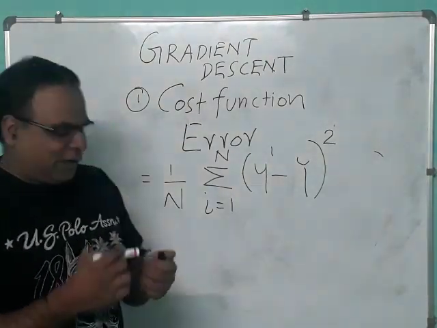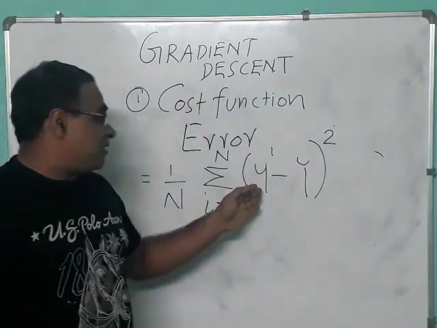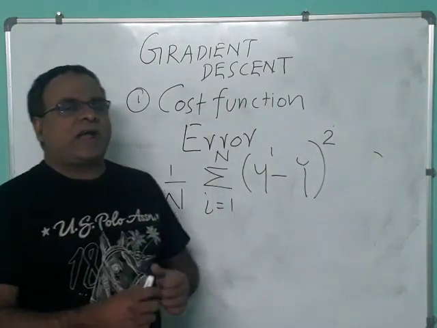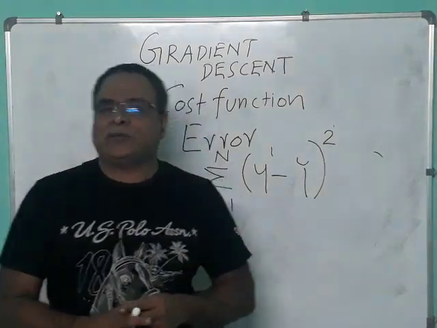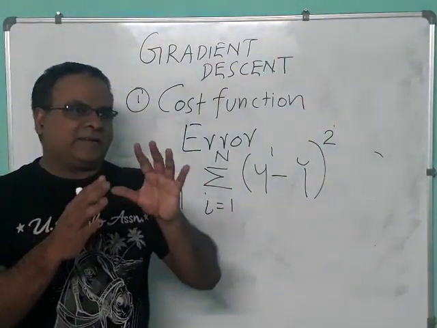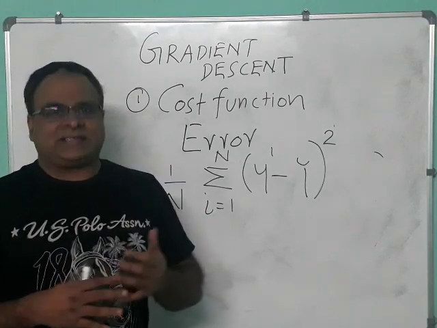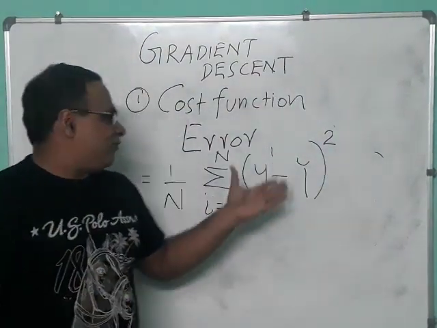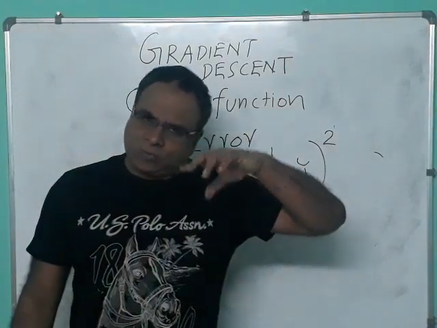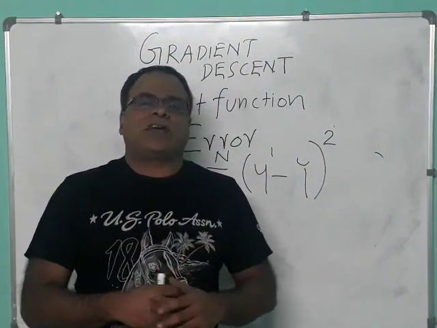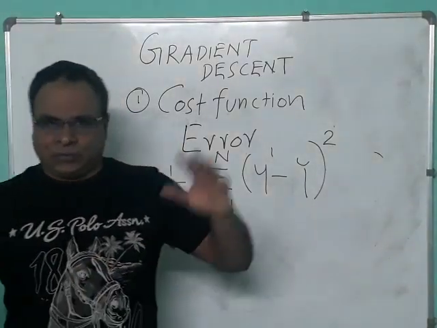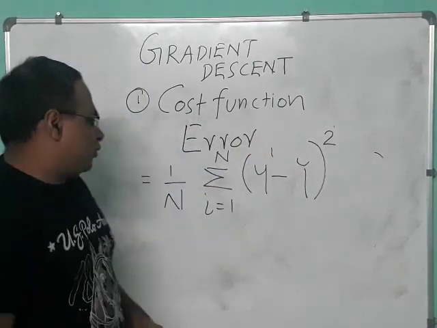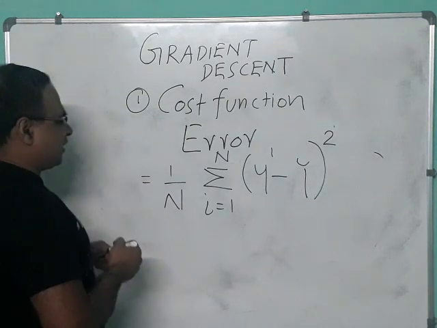We discussed in the last video, y dash is the predicted value. Y is the actual value. So when you subtract, you can get positive and negative values. When you add them, they can cancel each other, and you won't get an accurate result. That's why we are squaring it. The square of a negative number is positive. The square of a positive number is also positive. So that's the concept we explained clearly in the last video. Please go through that.